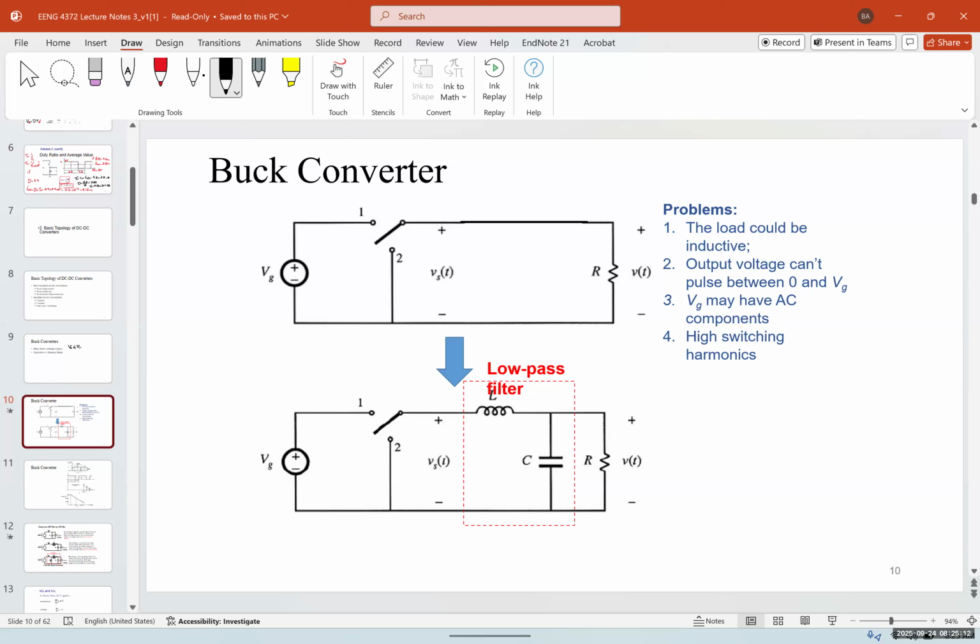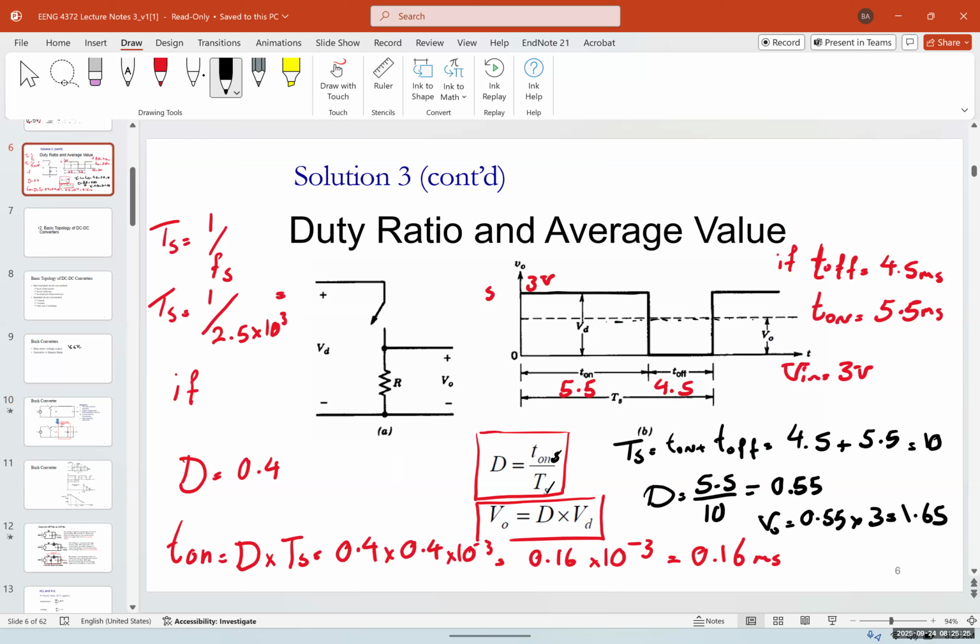It's going to damage the switch. The output voltage, we don't want it to pulsate between 0 and VG. We want it to have a smooth voltage. As you see here, this is pulsating between 0 and VG. But what we want, in an ideal situation, is for it to be very smooth and flat.